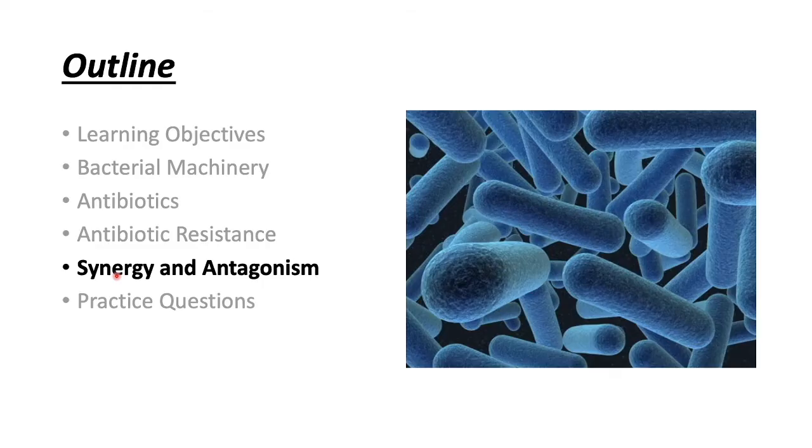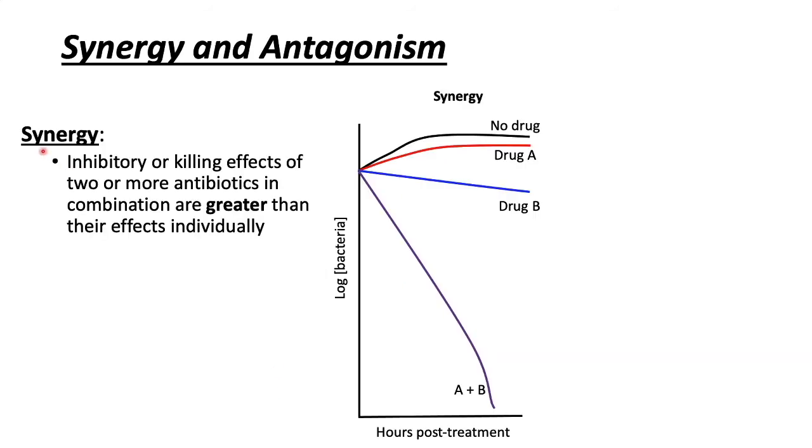Now I'd like to talk about antibiotic synergy and antagonism. Synergy is defined as the inhibitory or killing effects of 2 or more antibiotics in combination being greater than their effects individually. And you can see that here. Drug A in red, drug B in blue. When you add them both together, the log of the number of bacteria present is greatly diminished compared with either drug alone. That is synergy.